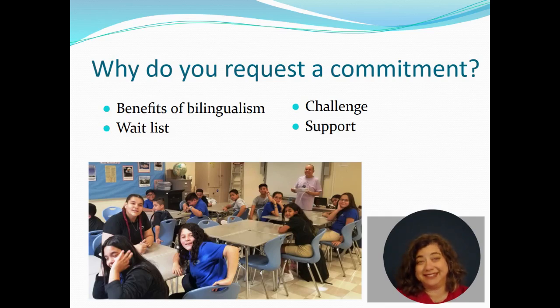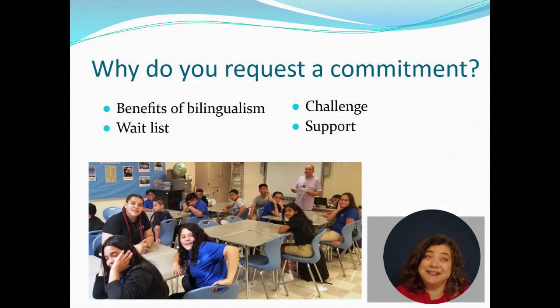Also, there is a wait list. Families who are truly committed to the program might not get a spot. Even if a spot opens up, the proficiency requirements make it more difficult to join the program after kindergarten. So we ask families who are not committed to the program to not apply.